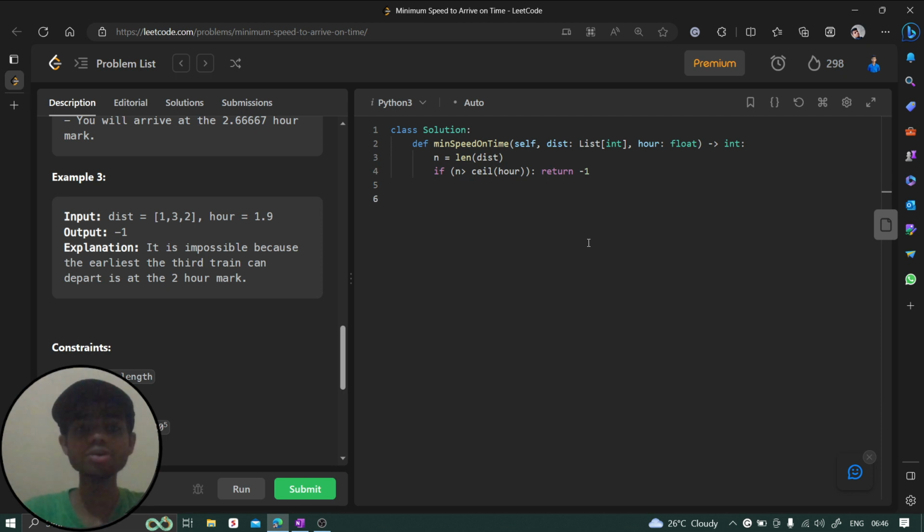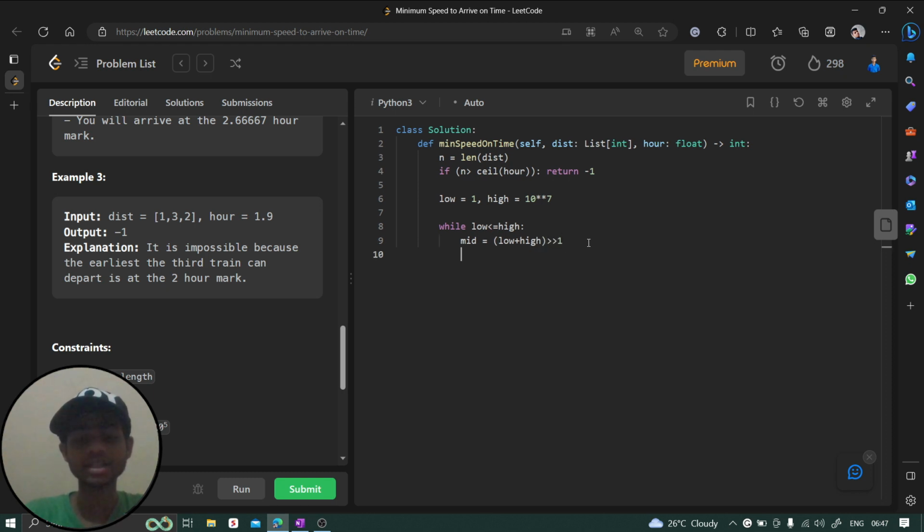Fine. Now what we are going to do is use binary search. We are going to say low is initially 1 and high is 10 to the power 7. So how can we write it? We can write it directly like this. Then we say while low is less than or equal to high, find the mid, which is low plus high divided by 2, and check if it is possible with this mid, which is our speed, right?